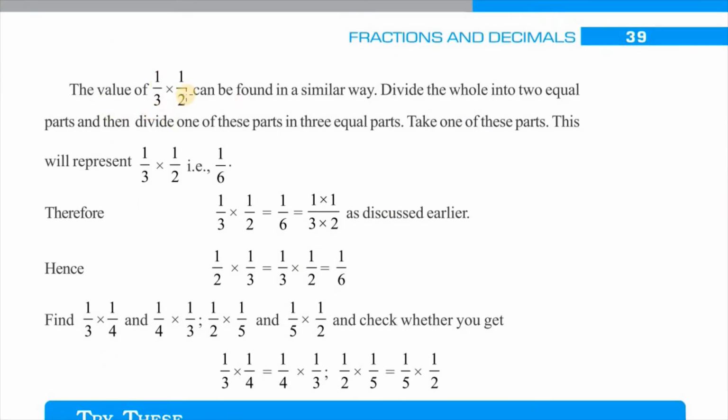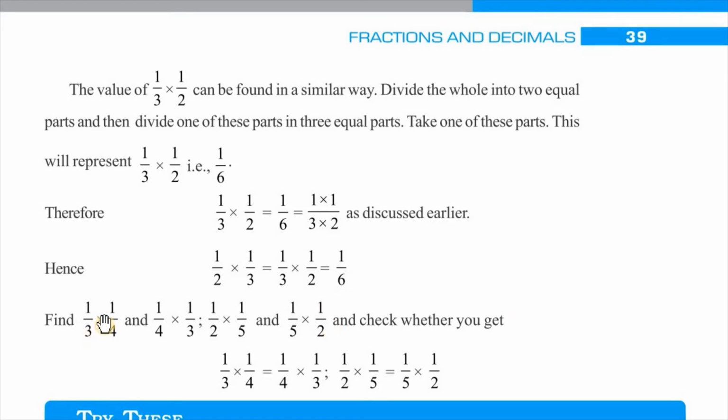The value of 1 by 3 of 1 by 2 can be found in a similar way. Divide the whole. So what we are doing here is, instead of doing half of 1 by 3, we are doing 1 by 3rd of half. And we have learned that multiplication is commutative. Even in fractions, multiplication is commutative. So the order of the two does not matter. The product is going to be the same. Therefore, half of 1 by 3 is equal to 1 by 3 into half is equal to 1 by 6.